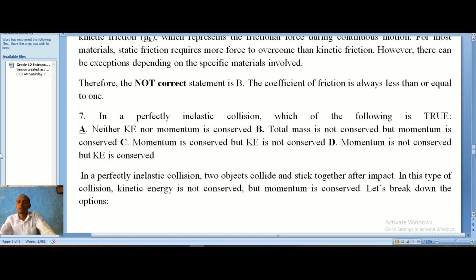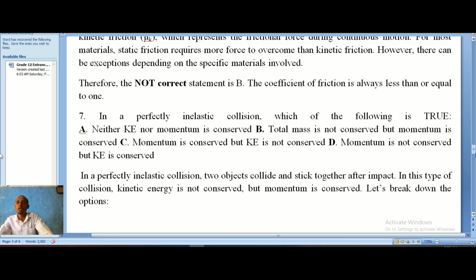A, neither kinetic energy nor momentum is conserved. B, total mass is not conserved but momentum is conserved. Choice C, momentum is conserved but kinetic energy is not conserved. Choice D, momentum is not conserved but kinetic energy is conserved.